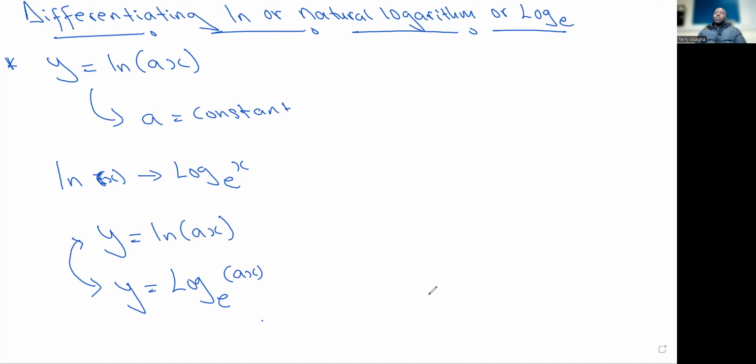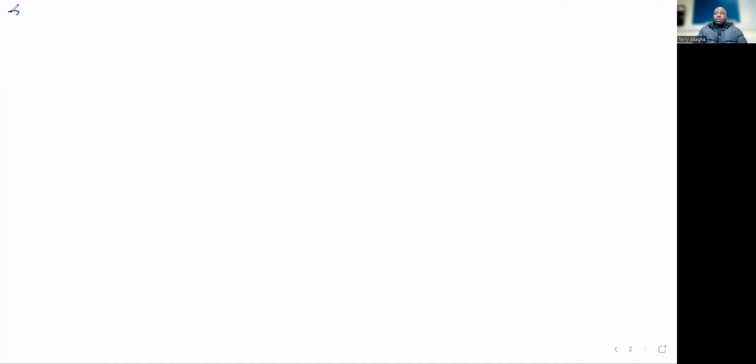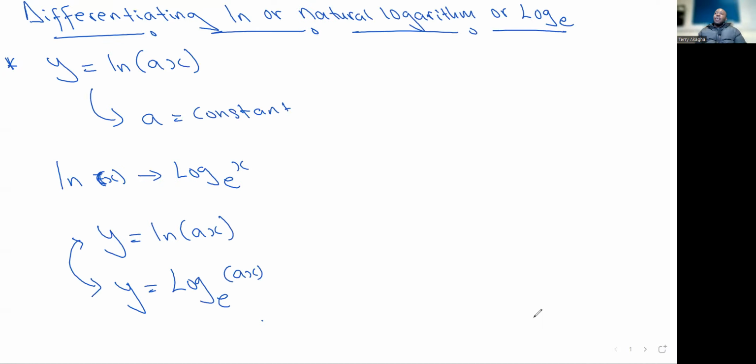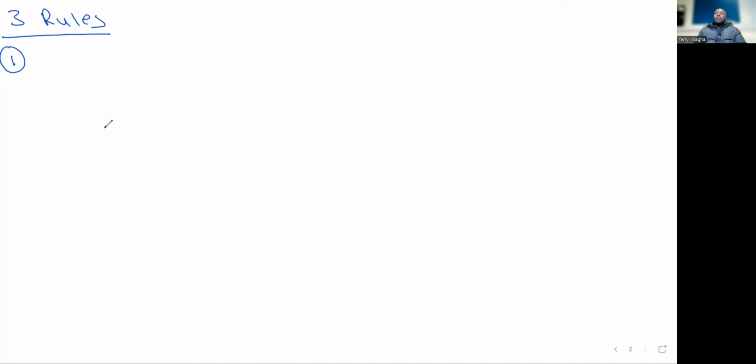So if we have a natural logarithm, or a question that has ln, and it asks to differentiate, how do you differentiate it? Now, there are three rules or three steps on what to do. The first thing is that you have to differentiate the number in the bracket using any of the previous rules. So for instance, in this case here, you have to differentiate ax. So that's the first thing. So I'm going to write it down.